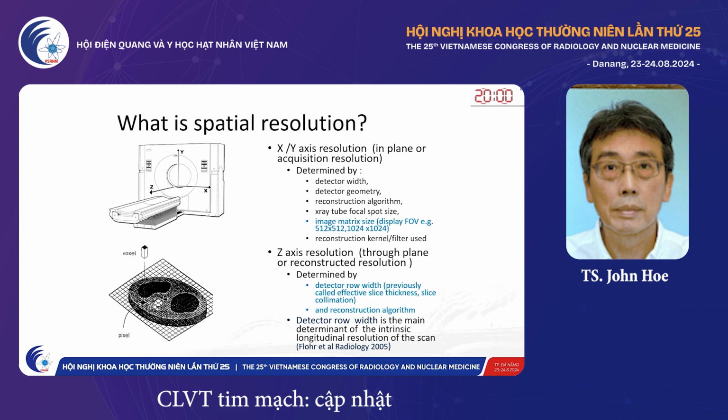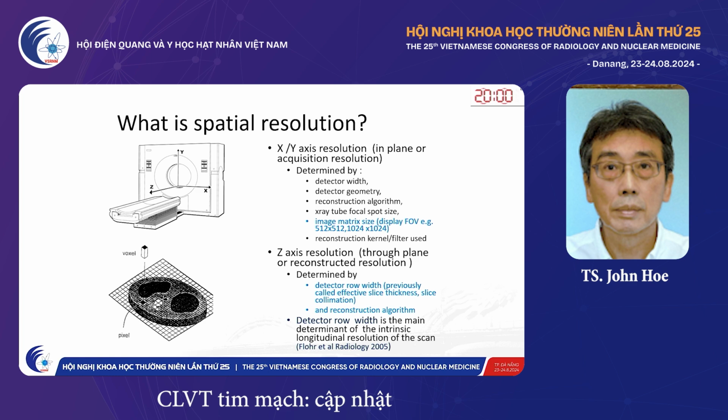Let's move to spatial resolution. Spatial resolution in the XY plane, what is called acquired spatial resolution, is determined by detector width, detector geometry, X-ray focal spot size, and the display FOV, or image matrix size, which is usually 512 by 512, but these days 1024 by 1024 is available.